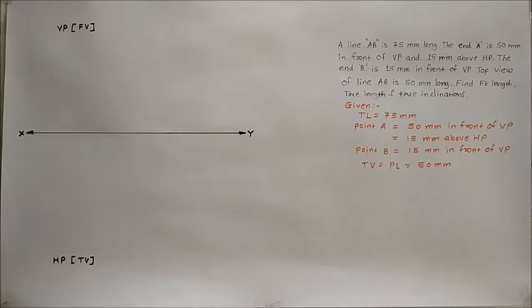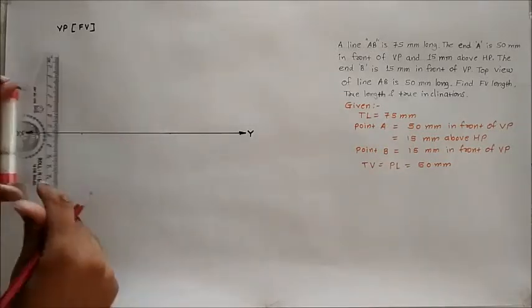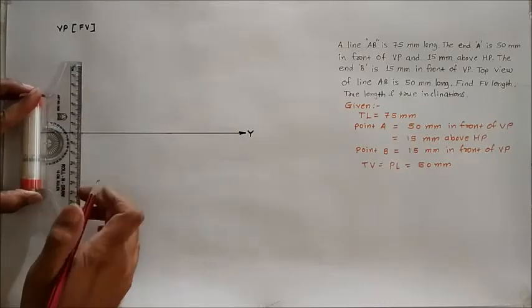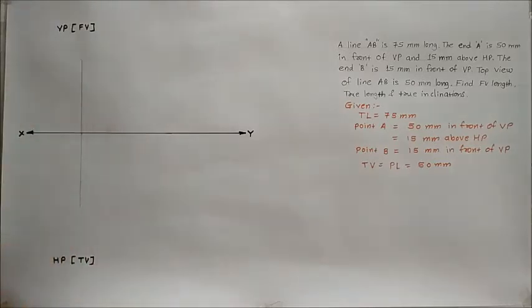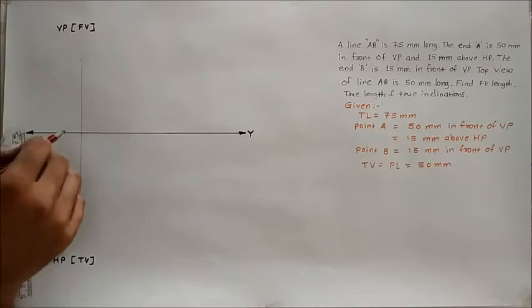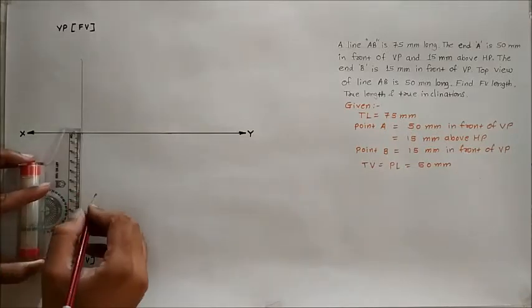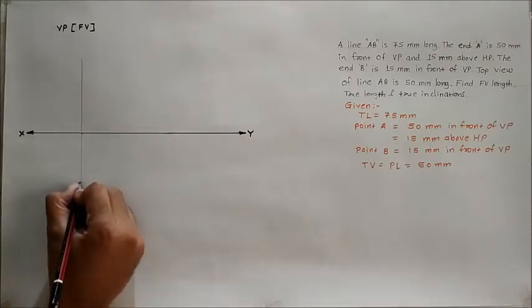Now for plotting the position of point A, first we have to mark a point on the XY line. Through that point, draw a projection line which is perpendicular to the XY. On this line, we have to plot the point A and A dash in the top view and front view respectively. The point A is 50 mm in front of VP. It means it is visible below the XY axis. So below the XY axis on the projection line, you have to mark a point.